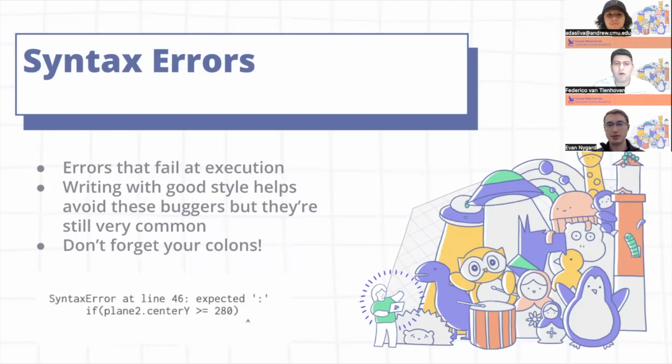A very typical type of error are syntax errors. These are errors that fail to execute, and you might get a message saying syntax error at line 46 expected, and it might tell you what's wrong with your code. A great way to fix these errors, or to avoid them in the first place, is writing with good style. That's why we recommend don't forget your colons, because this is what students typically get wrong when they start programming.